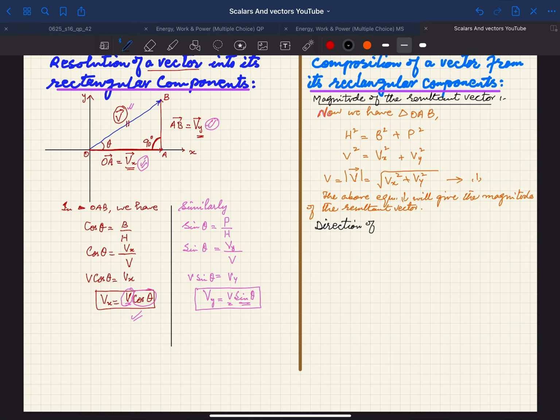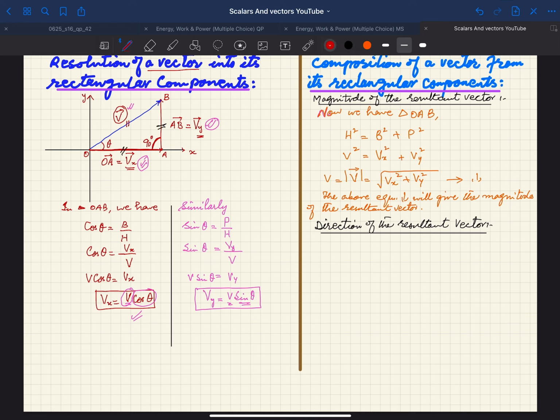Direction of the resultant vector. So simply you can say that if we want to find out the direction of the resultant vector, and of course we need to use the given quantities, like, or given vectors Vx and Vy. So we know that the base and perpendicular is given.